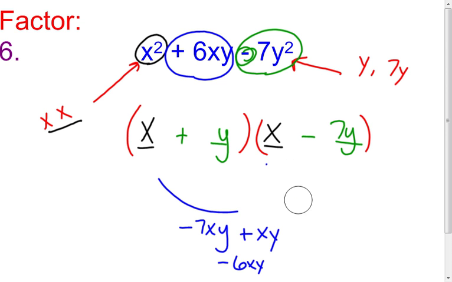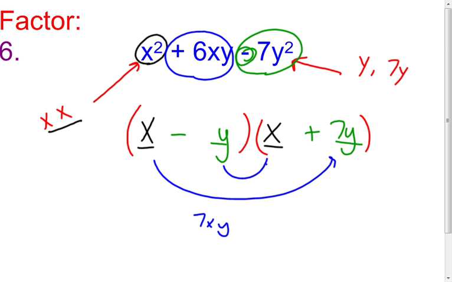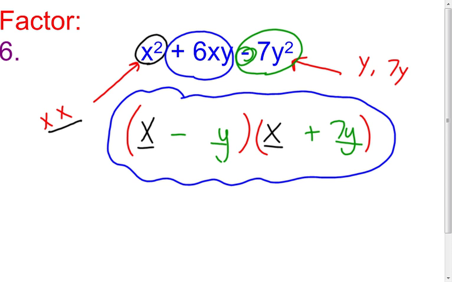So what you need to do, actually in this case, is switch the positive and the negative around. Make this be negative and this be positive, and now try it again. Outsides, 7y times x is 7xy. Insides, negative y times x is negative xy, and then when you combine that, you get positive 6xy. So that's what this should look like. So don't be freaked out when there's two variables in there. And in this one, you only have to factor. You do not have to solve. So this is as far as you need to go.